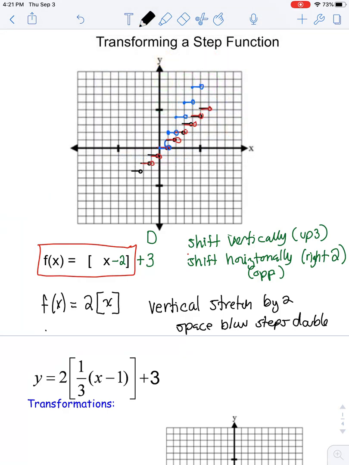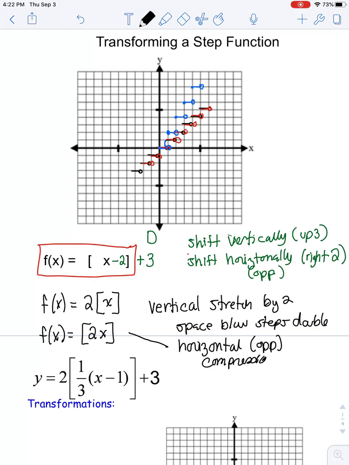Now let's go back to what it would look like if we had a stretch or compression inside the grouping symbol. So let's say this time I did a 2 inside the grouping symbol. What this is going to be is a horizontal change, and remember, because it's inside, since we're dealing with the x's, we're going to be doing the opposite. So this is actually going to be a horizontal compression by 1/2. We're not going to be doubling it. We're actually going to be compressing it by 1/2.